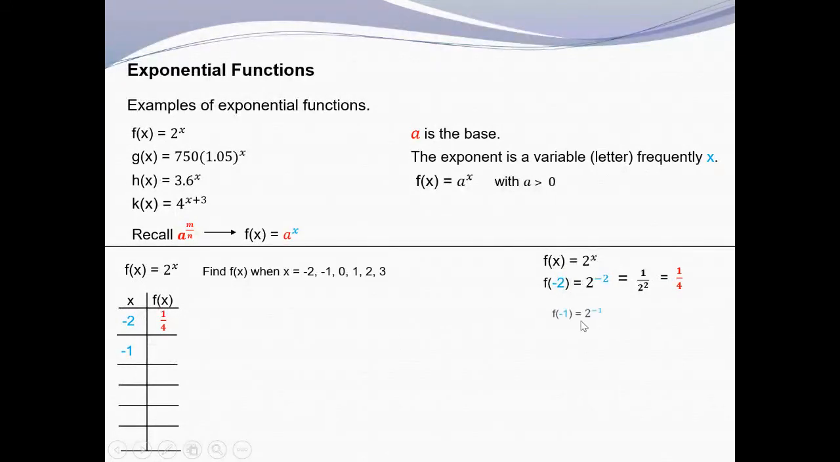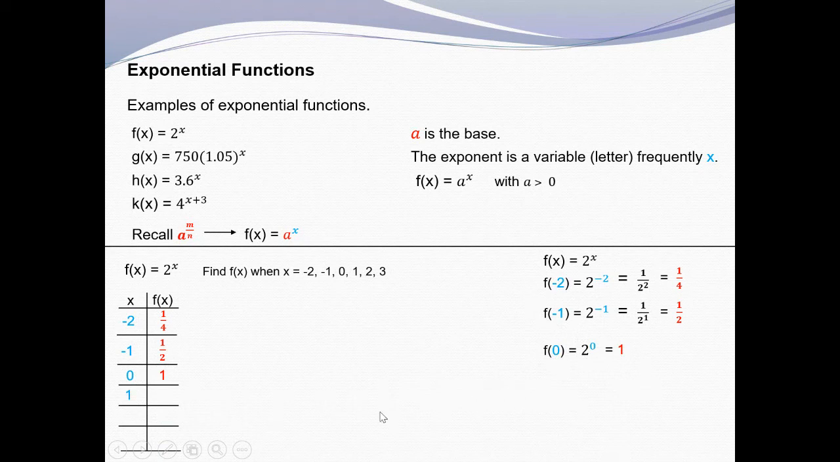When x is -1, we go back here. So we're going to evaluate f of -1. We're going to plug in -1 where the x is as the exponent. So 2 to the -1 is going to give us 1 over 2 to the first power, which simplifies to 1/2. So when x is -1, y is 1/2. There it is. Now let's try 0. So let's evaluate f of 0. When x is 0, we apply the property that anything to a 0 power is always equal to 1. So when x is 0, y is 1.